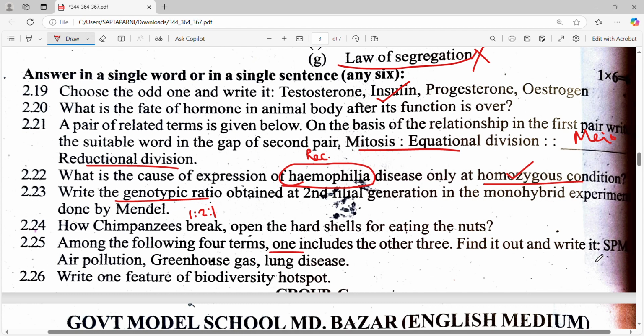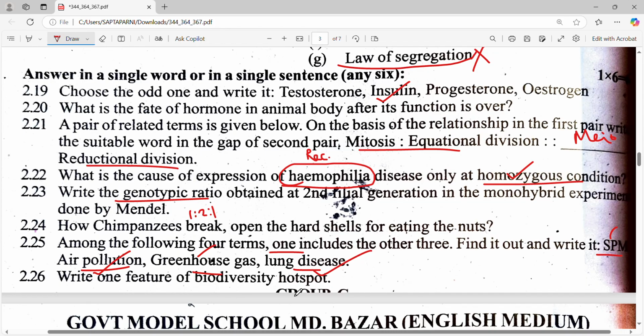See, SPM, then air pollution, greenhouse gas, and lung disease. Here the answer would be air pollution, because SPM causes the air pollution, greenhouse gas causes the air pollution, and lung disease is the disease related to air pollution.